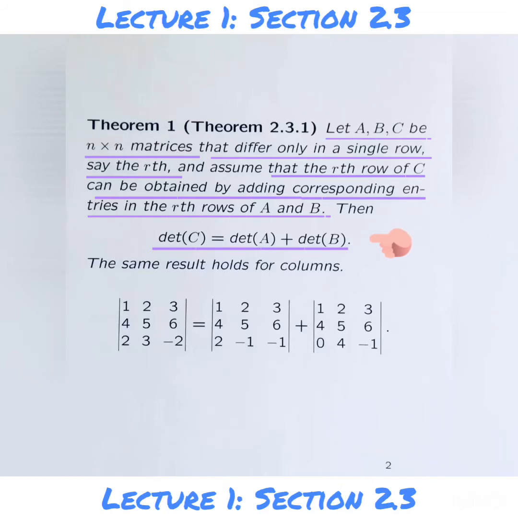But remember, in general, it doesn't. So if you look at the last example on the page, you can see the matrix on the left-hand side and the two matrices on the right-hand side. They are all the same. They just differ in the third row. And you'll see the third row of the left-hand side matrix is the sum of the third rows of the matrices on the right-hand side. So in that case, we can apply theorem 2.3.1 to calculate the determinant of the matrix C. So let's just investigate why it is that this determinant distributes in such a way using the cofactor expansion.